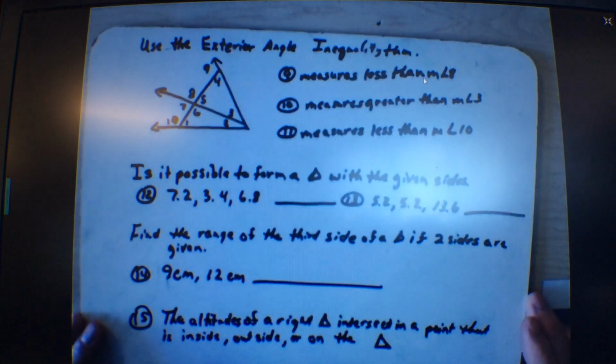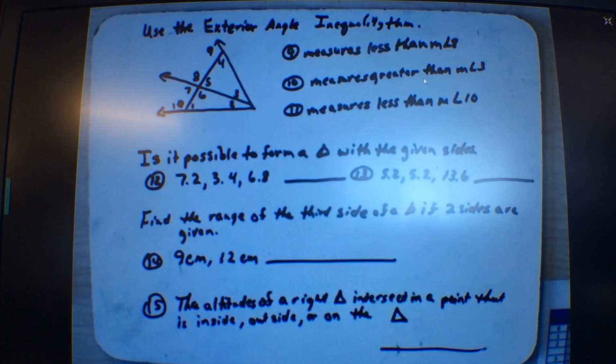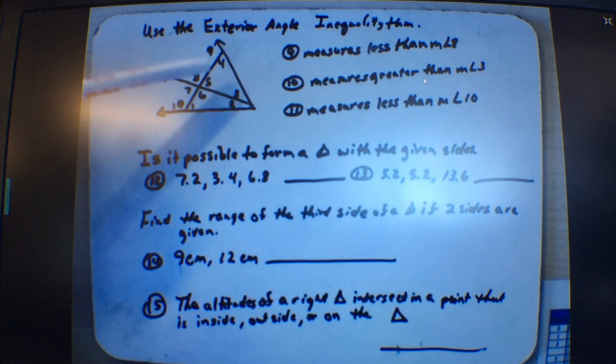And now we're on page 3. It says use the exterior angle inequality theorem, and this is the one I'm going to help you with the angles here because I have a fat marker and I'm trying to save space. So this is angle 9, angle 4, angle 8, angle 5, angle 3, angle 7, angle 6, angle 2, angle 10, and angle 1.